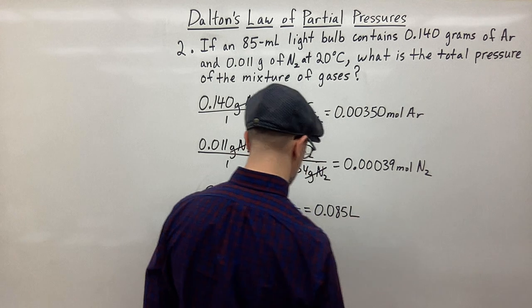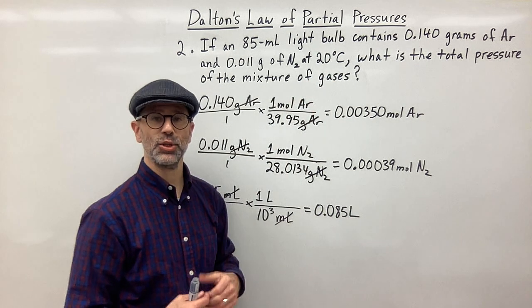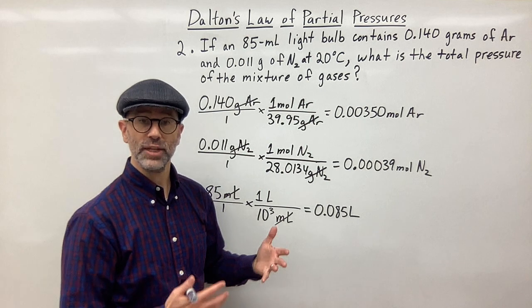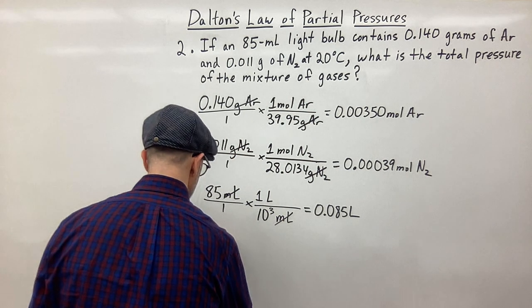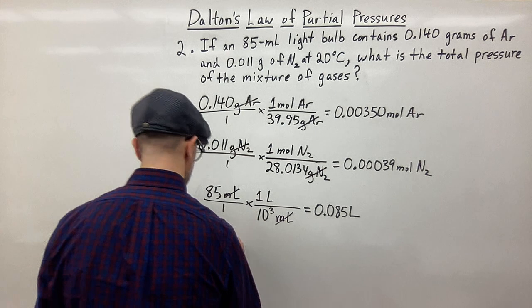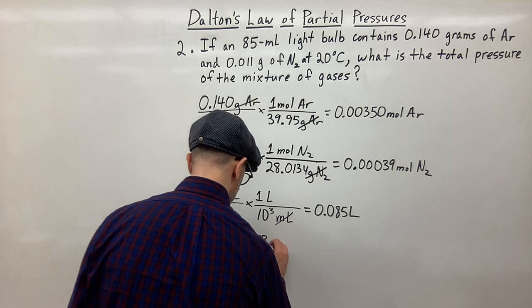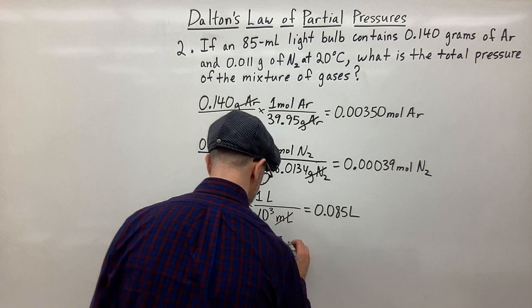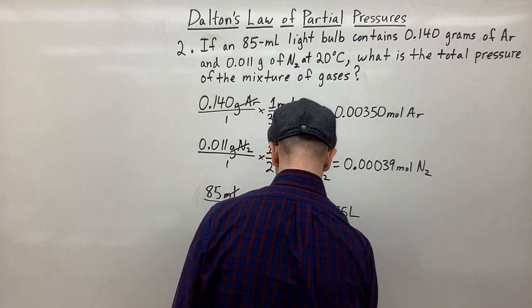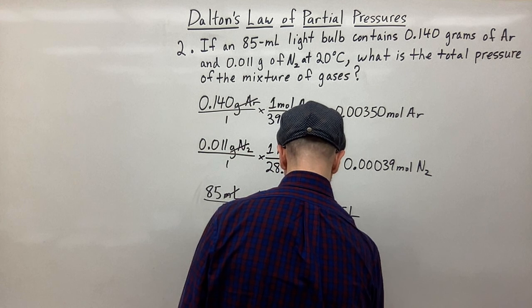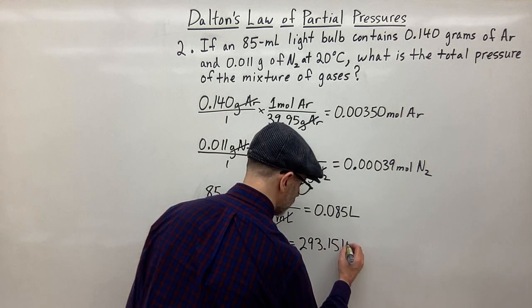0.085 liters. Okay, and our temperature is in Celsius, so we need to convert that to Kelvin. So we're going to do 20 degrees Celsius plus 273.15 equals 293.15, and that's going to be Kelvin.